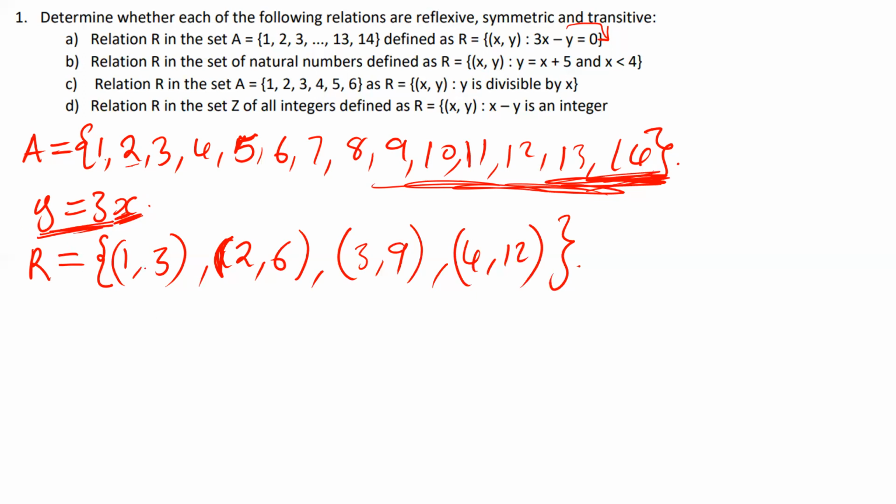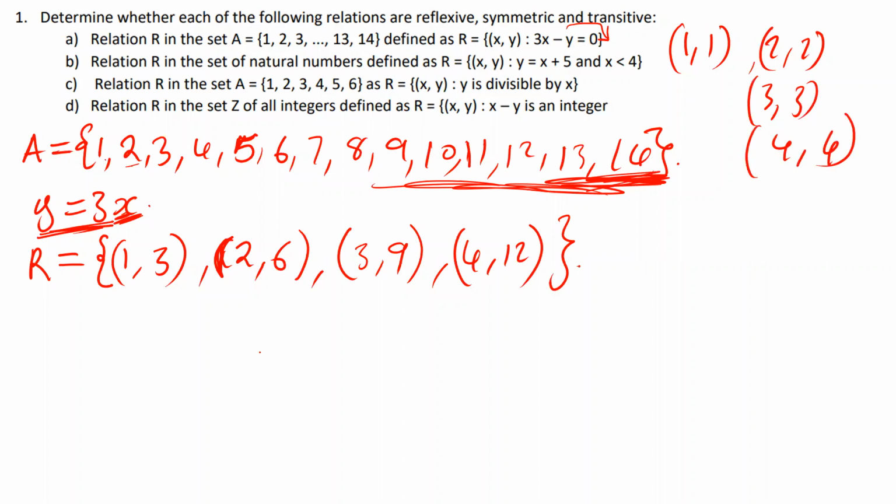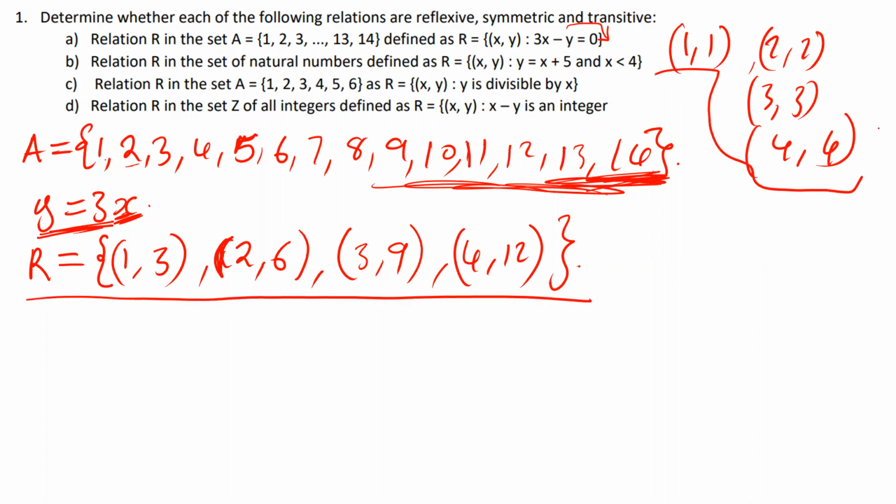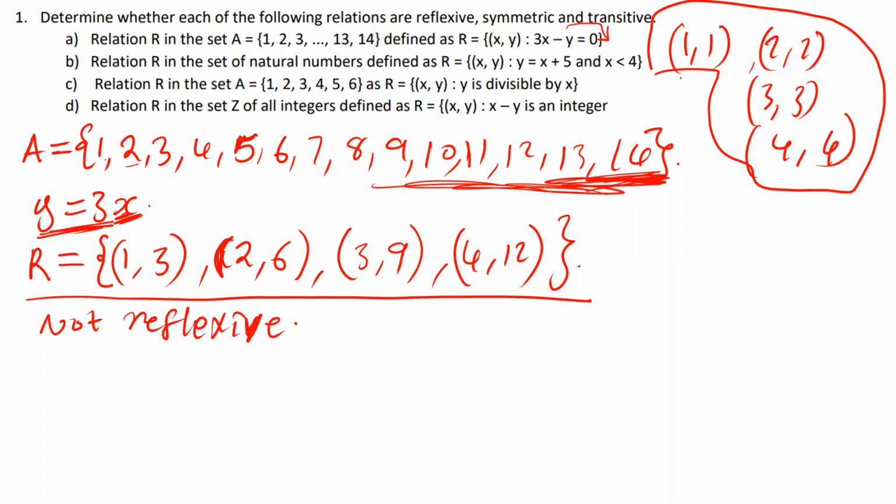Do we have anything like, for instance, (1, 1)? Do we have (2, 2)? Do we have (3, 3)? Do we have (4, 4)? When you check this solution set, we do not have any of these. As a result, we can say the relation is not reflexive, because we don't have any of these.